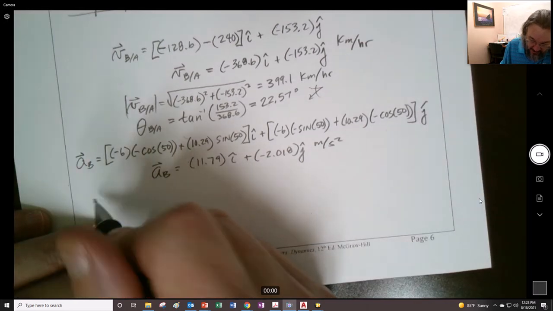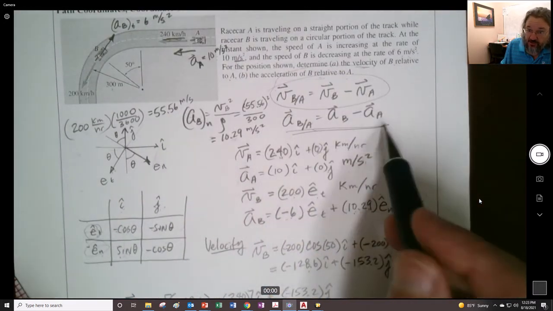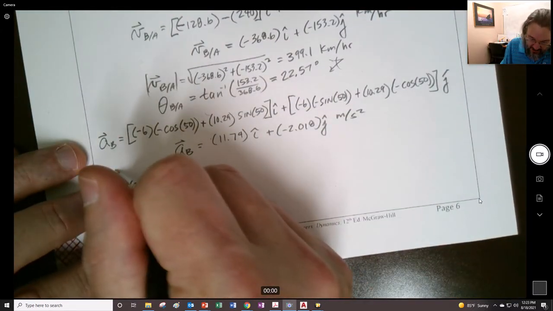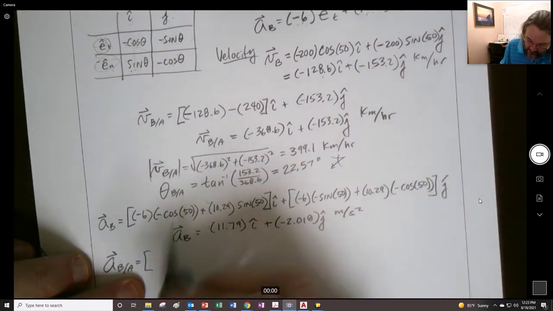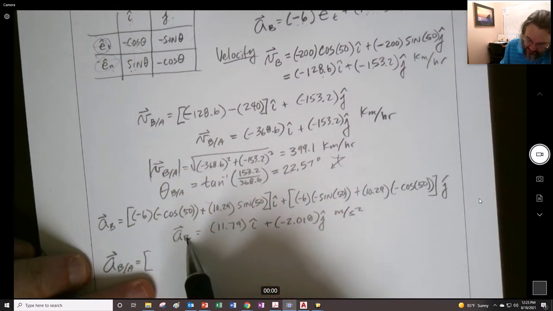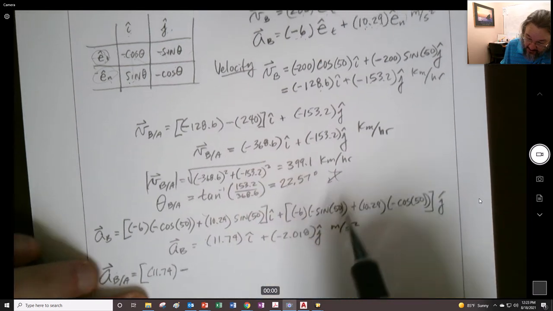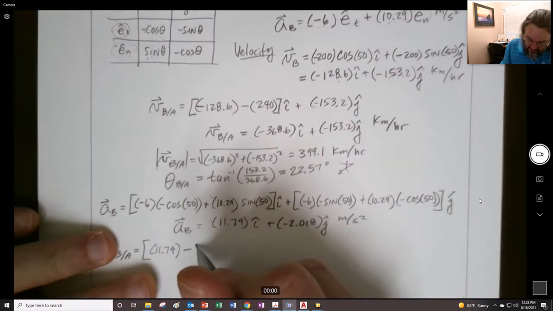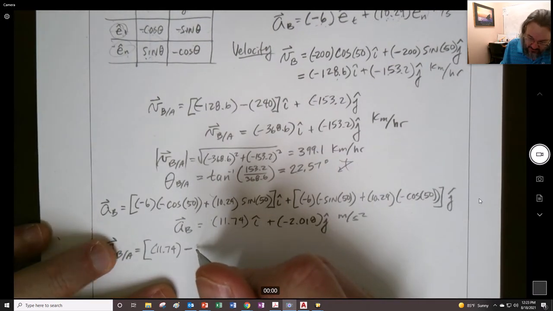But I was asked for the acceleration of B relative to A, this guy right there. So the acceleration of B with respect to A, in the I direction, we're going to take B and subtract out A. So that's going to be 11.74 minus, and that's 10. Is that right? Minus 10? Did I do that correctly?